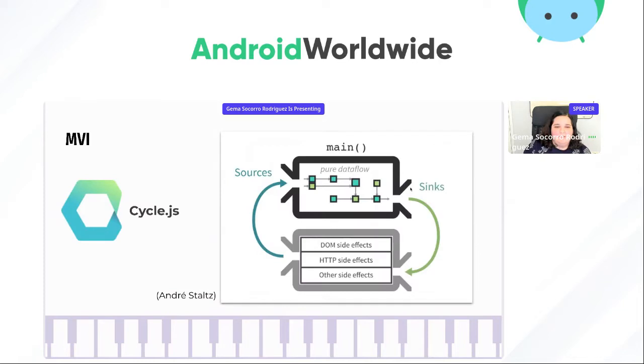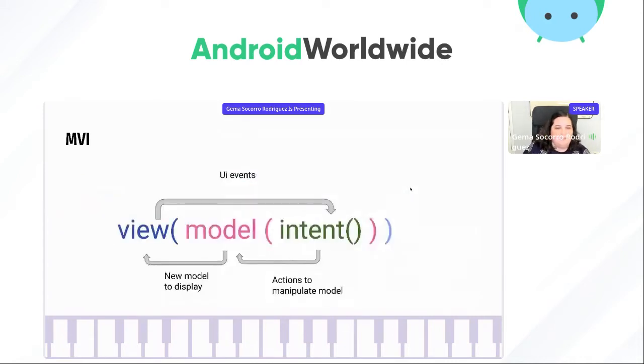So what he said, and it was the base for the design of his framework, was that everything is a function, even the communication between the user and the machine. And this was the framework that Hannes Dorfmann was inspired by to create MVI for the Android framework.